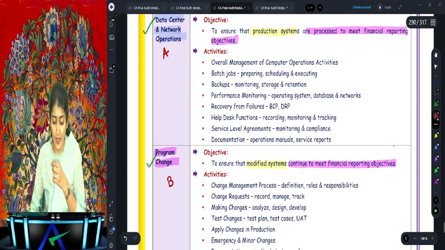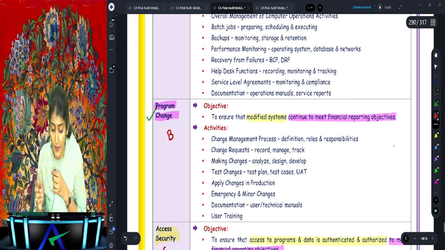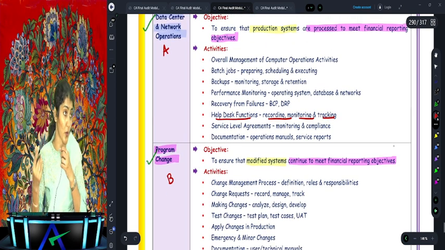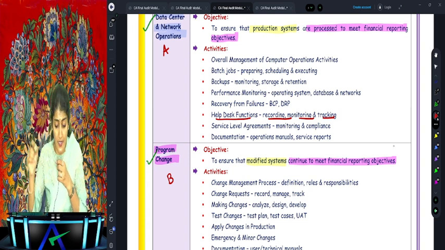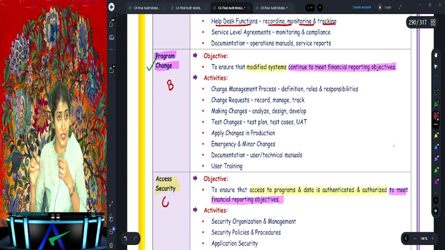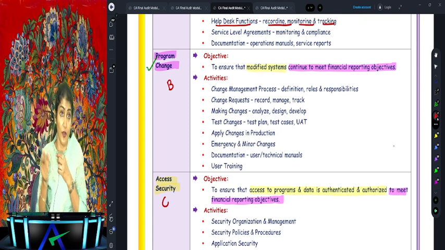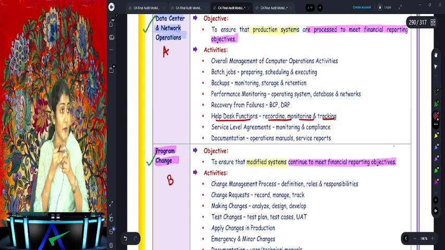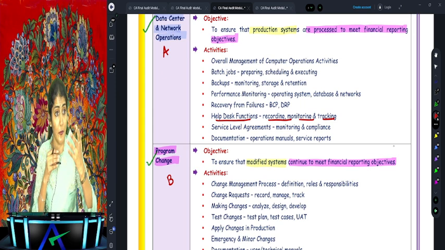Right, in the exams, this is how the question comes in the MCQ. They ask a question that help desk functions, recording, monitoring and tracking are an activity of which of the controls? And they give 4 options over there, A, B, C, D: data center and network operation, program change control, access security control and application control. So now you need to know that help desk function, recording, monitoring and tracking comes under the data center and the network operation controls. Are you able to follow this?